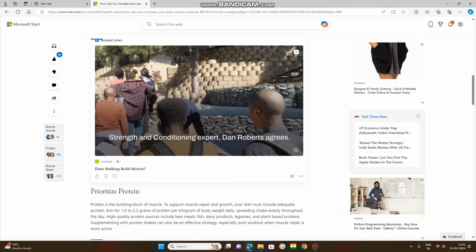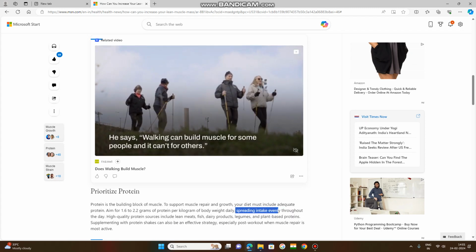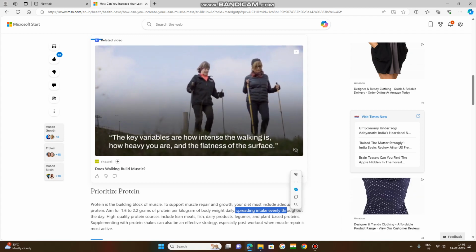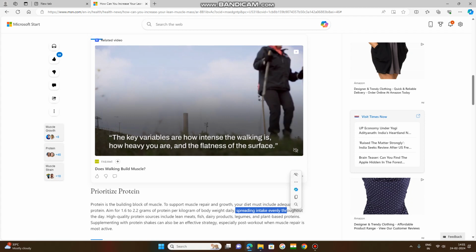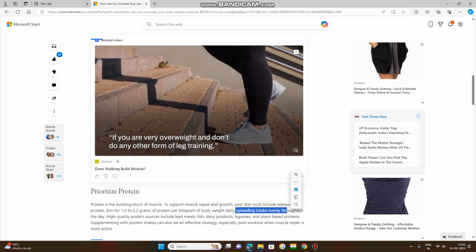So that is spreading intake evenly. Evenly means throughout the day you need to take it equally. It doesn't mean you take the total protein once in the morning. No, you split that protein into parts.